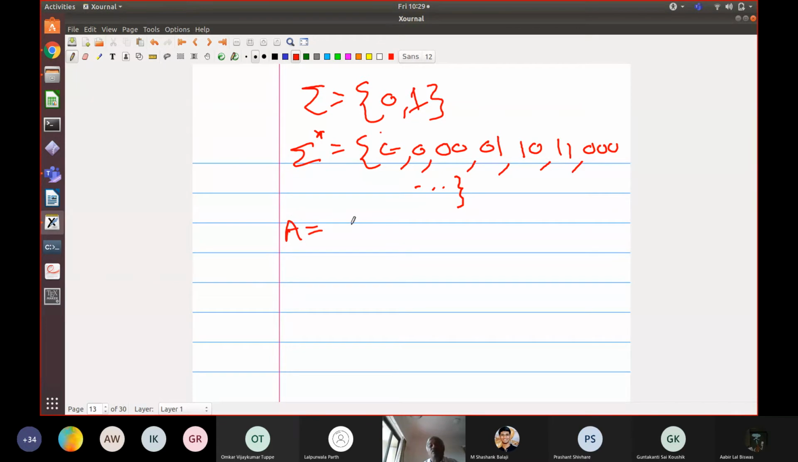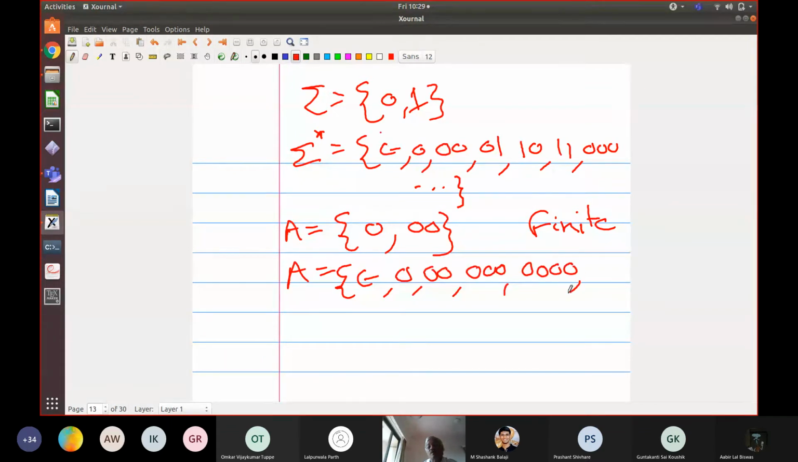Now, what are some of the languages I can form over this binary alphabet? One language A could be something like this. It contains 0 and 00, only 2 words out of this infinite collection. This is a finite language. I could also have a language where words are made only out of 0, and 1 is never used in those words. So this is a subset of sigma star. Do you agree? It is not equal to sigma star because 1 is never used in any of its strings. This is also a language.